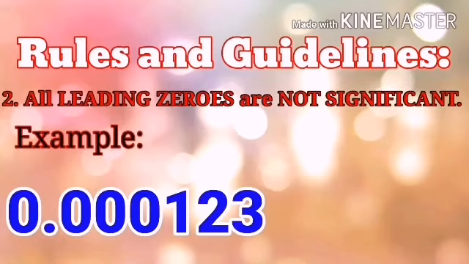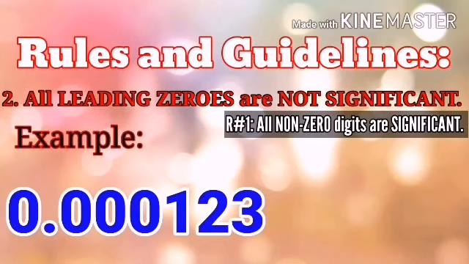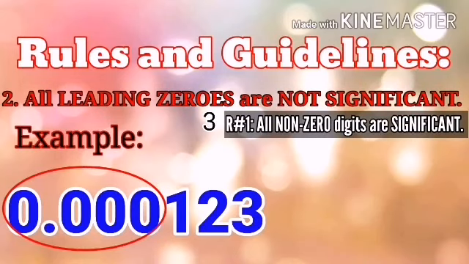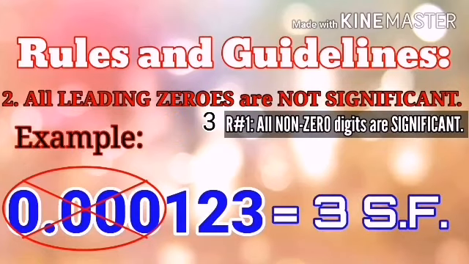Apply muna natin ang rule number 1. Ano ulit ang rule number 1? All non-zero digits are significant. Bilangin nga natin kung ilang non-zero digits ang nandito. We have 1, 2, 3. By applying rule number 1, we're able to identify that we have 3 significant figures in these digits. Now let's apply rule number 2. Saan dito ang tinatawag nating leading zeros? Okay, these are now the leading zeros and are not significant. Dahil hindi siya significant digits, therefore, hindi natin siya isasama sa bilang. How many significant figures are there now? Using rule number 1, we're able to identify that we have 3. Therefore, ang significant figures natin ay 3.